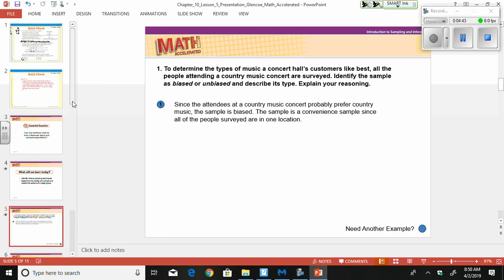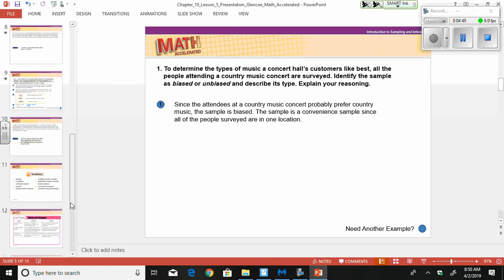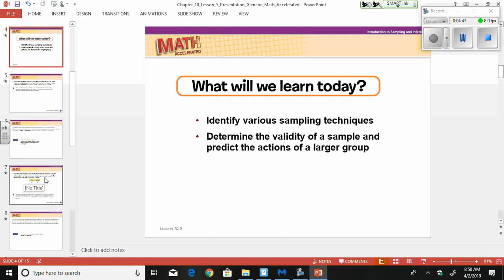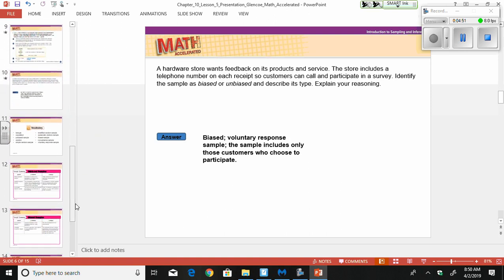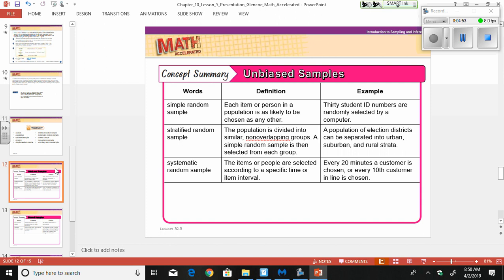So if we come down here, we have unbiased samples. Unbiased samples are simple random samples. The definition is each item or person in a population is as likely to be chosen as any other. An example is 30 student ID numbers are randomly selected.